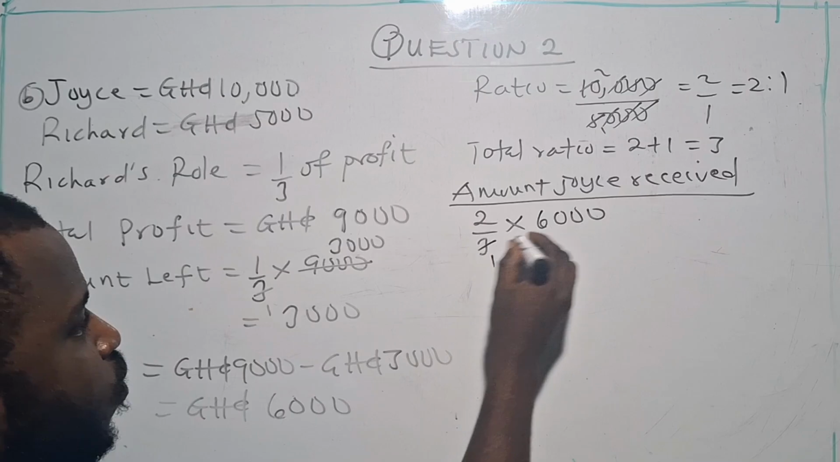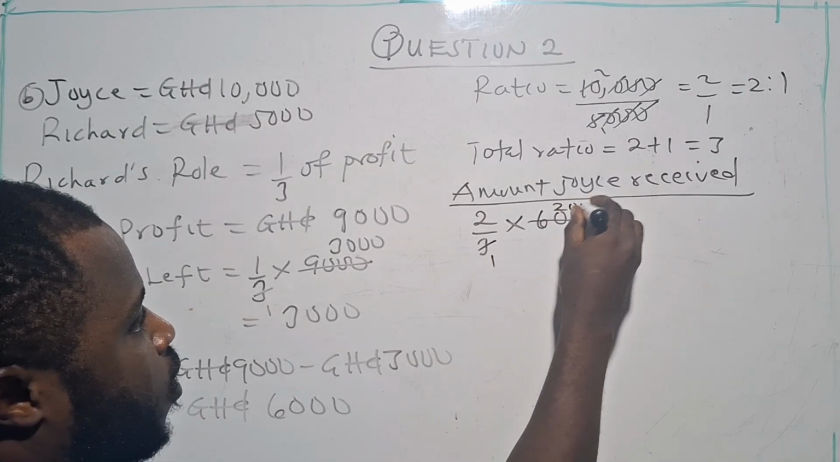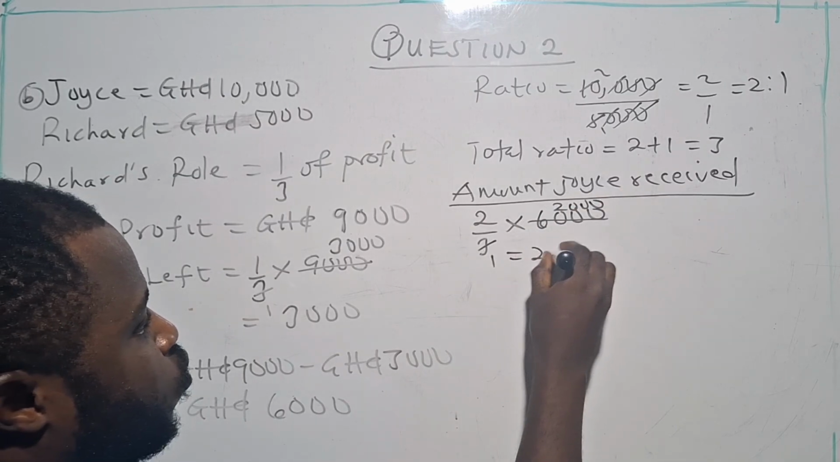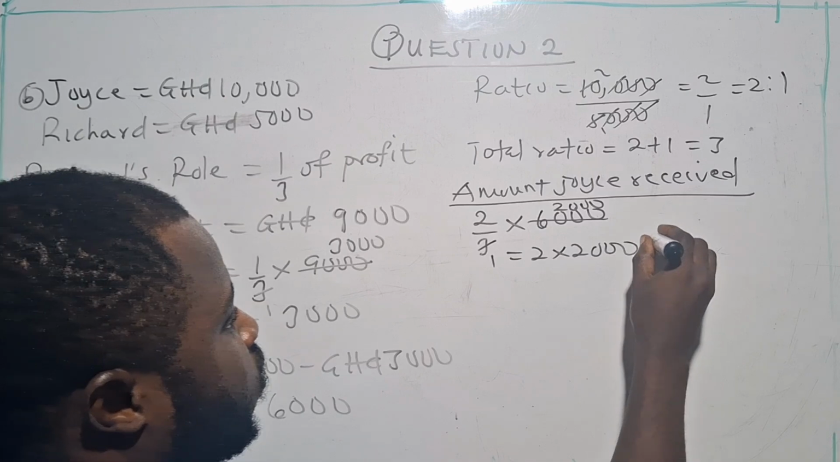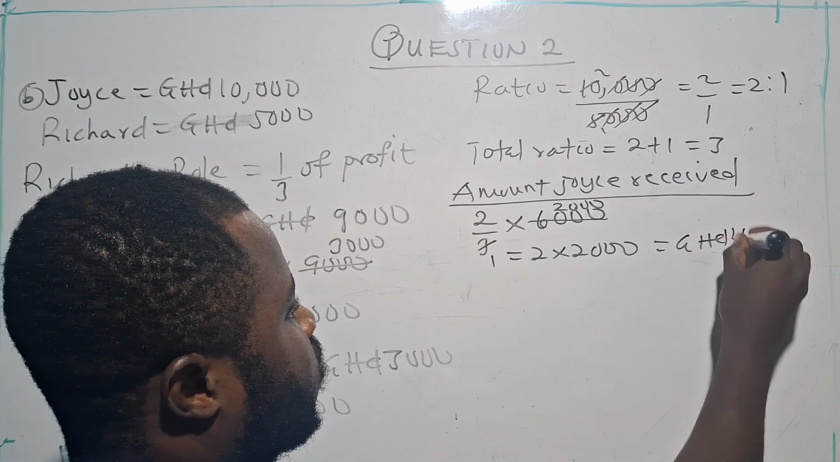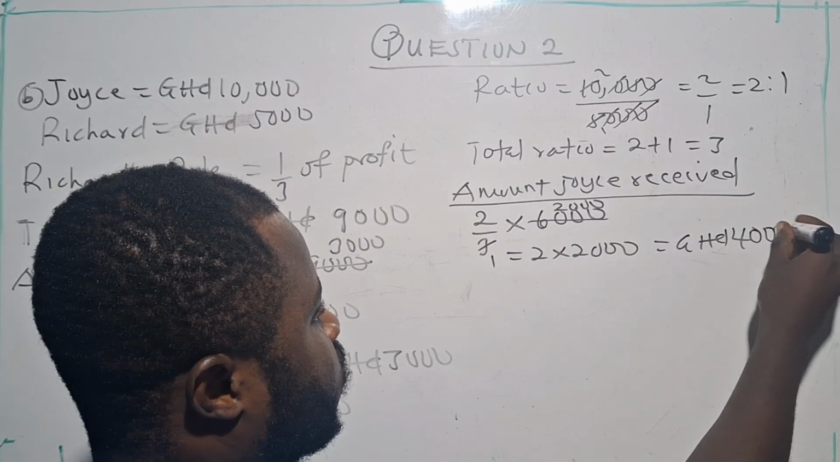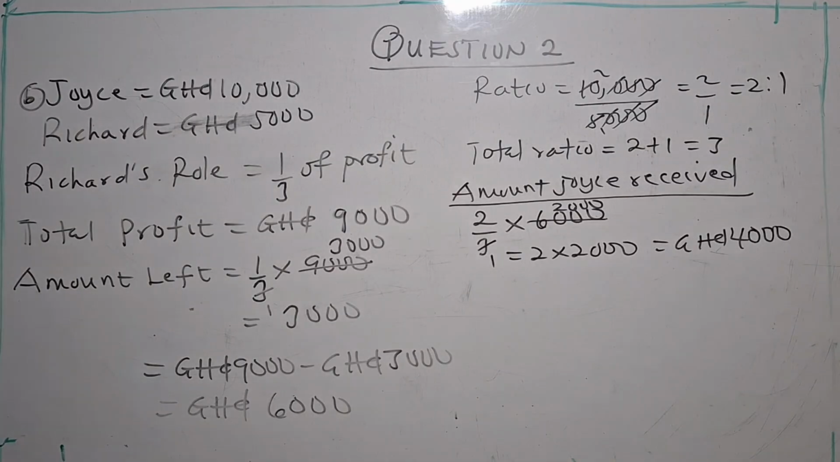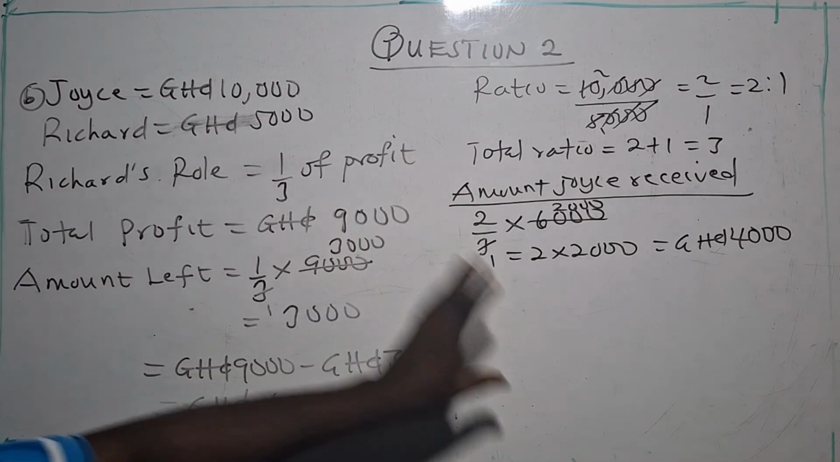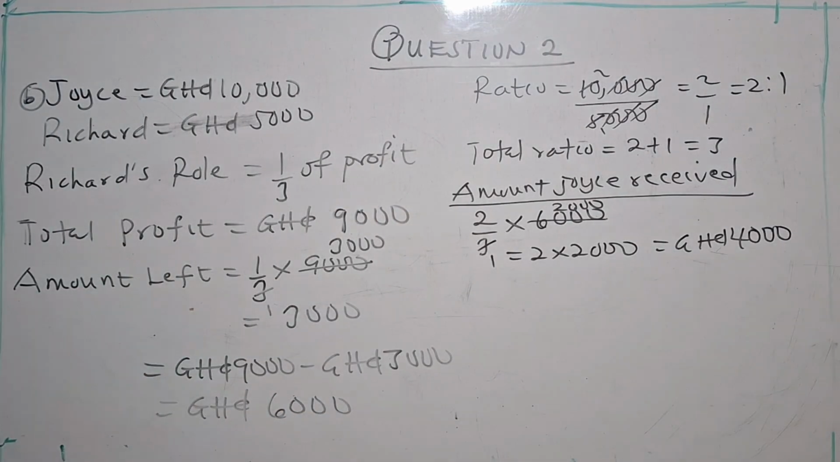So 3 can divide here 1, can go here 2,000. So we have 2 times 2,000, which is going to give us 4,000. So Joyce is going to receive 4,000 Ghana cedis. Yes, Joyce is going to receive 4,000.